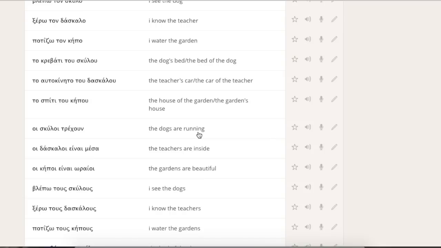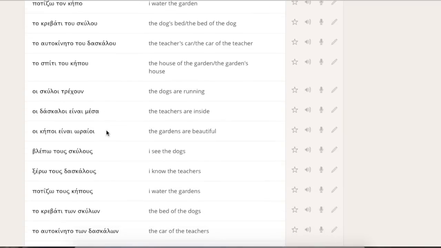The rules are the same. The dogs, okay, here are the subject. This is why they have this article and this ending, okay? Now let's see the following example with the word teachers. The, οι δάσκαλοι, teachers are, είναι, μέσα, inside. Same articles as before. Let's see an example with the word gardens. Οι κήποι, the gardens, είναι, are, ωραίοι, beautiful. Okay? Notice, yes, same articles again.